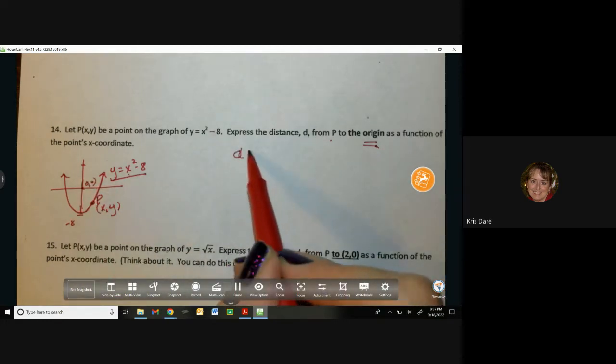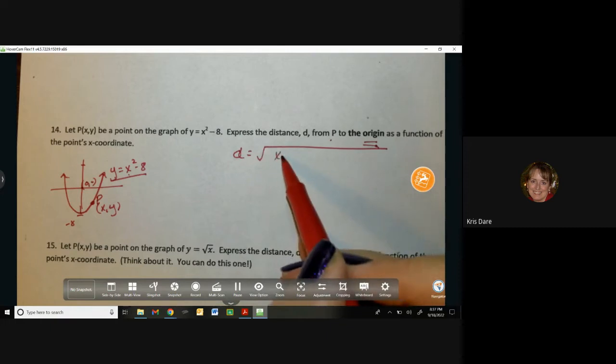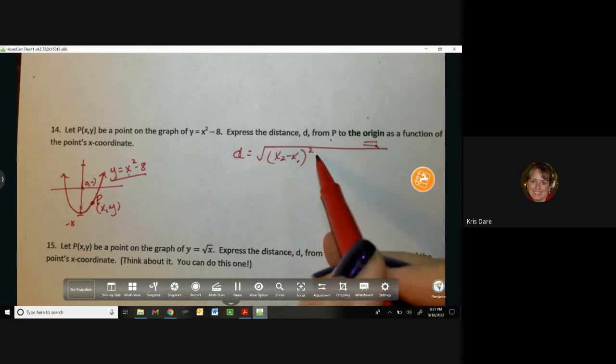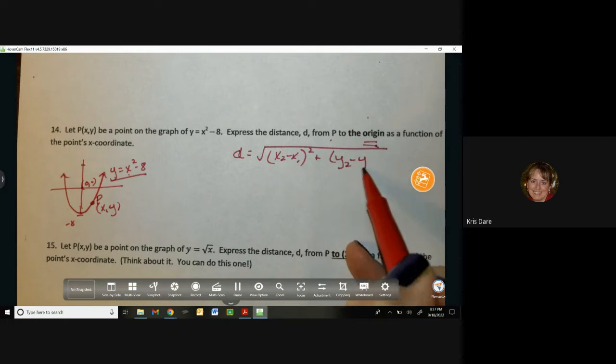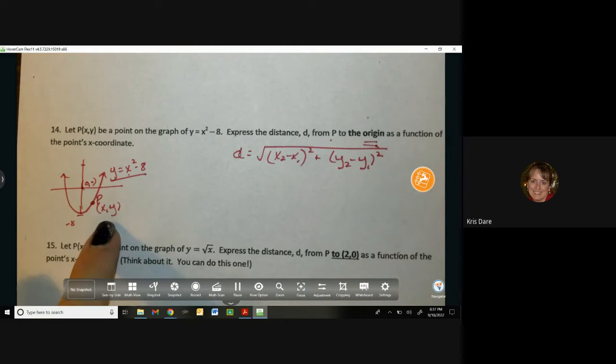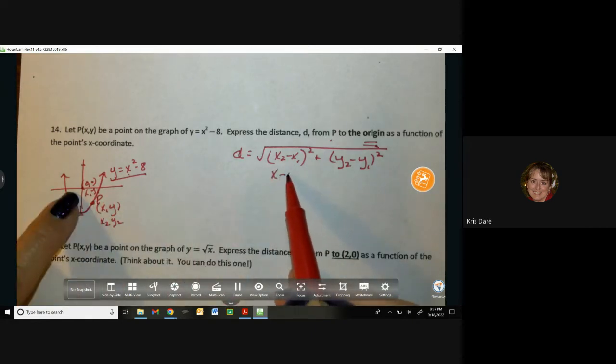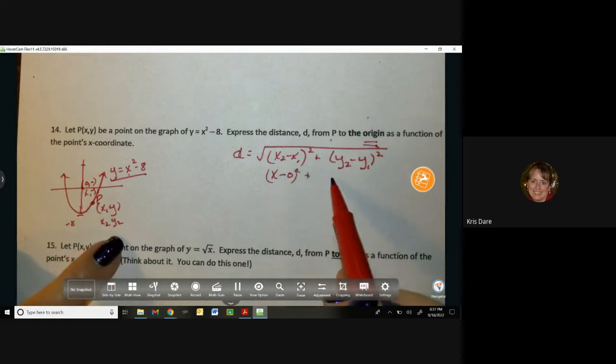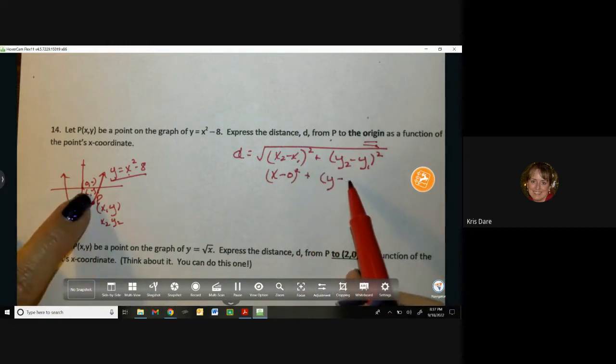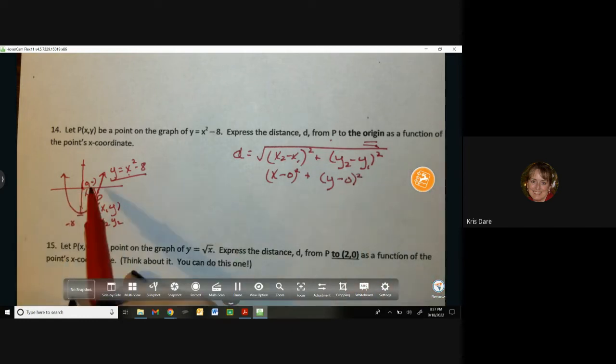So it wants the distance, which we know is x2 minus x1 quantity squared plus y2 minus y1 quantity squared, okay? So I need to pick which one's going to be x1, which one's going to be y1. I should say x1 and x2. So I'm just going to go ahead and let this one be x2 and y2, and this x1, y1. So I'm going to go x minus 0, and then y2, which I'm calling y, minus y1, which I'm calling 0. My 0 doesn't look like a 0.